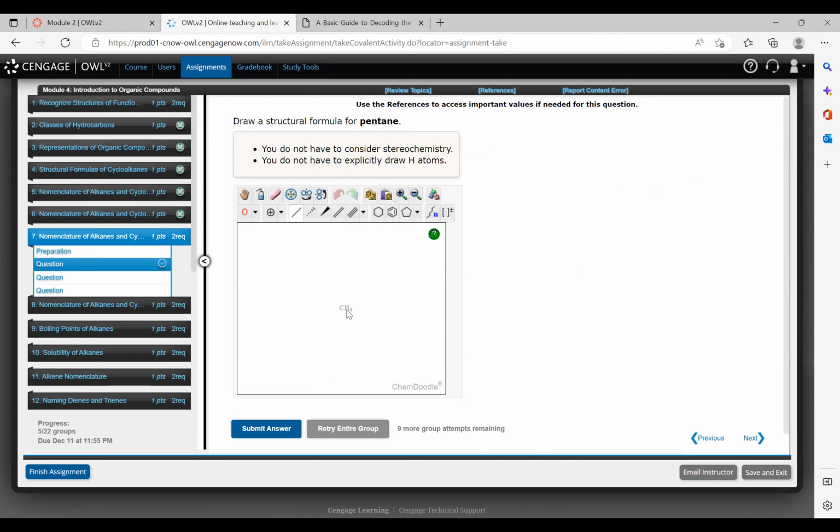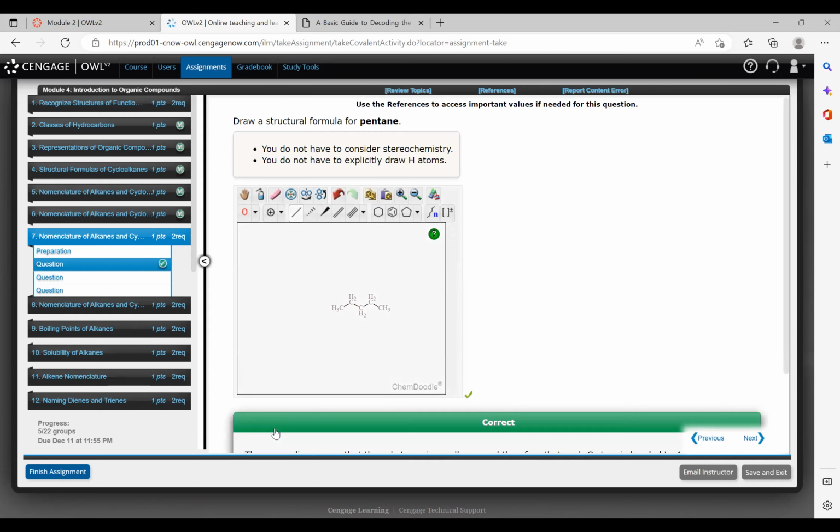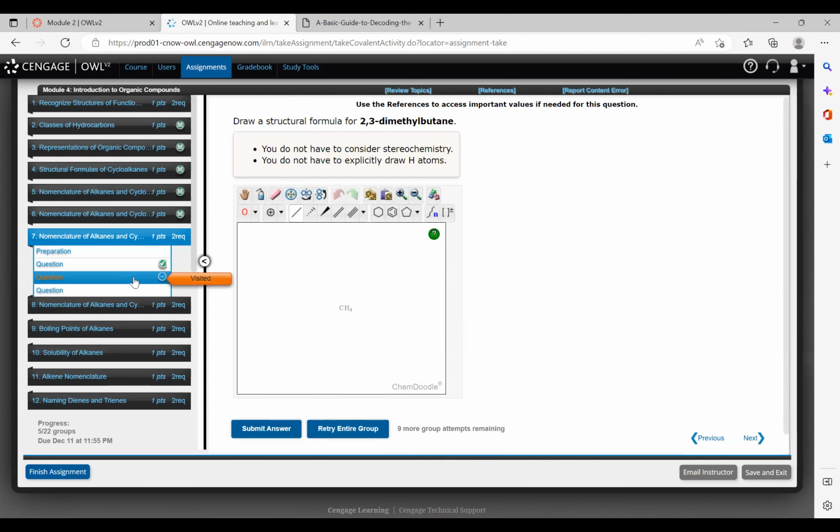And what we can do is we can add these lines and actually make our chain. Right now we have 4 carbons, and we need to add 1 more. They're all single bonds, so this is actually good to go. Submit our answer. We're ready. All right, next one that we're going to do is we're going to draw the structural formula for 2,3-dimethylbutane.